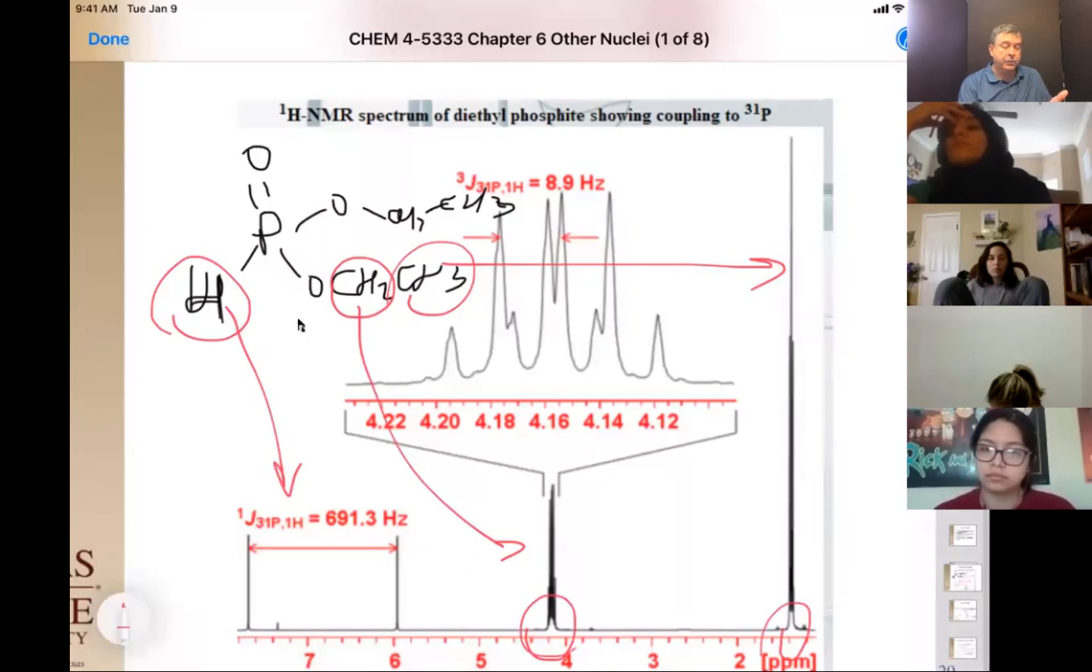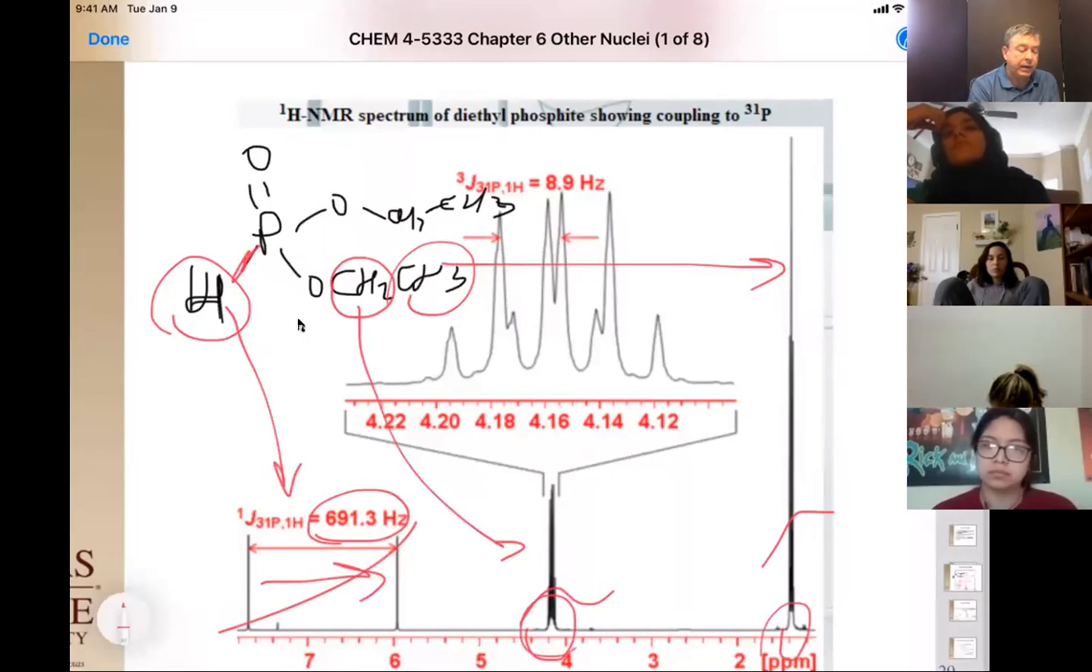And then we have these two peaks up here. Are those two different hydrogens? No. If we look at it, we have a single bond coupling constant split of 600 hertz, 691 hertz. So these two would actually integrate into one proton NMR, one proton. These would integrate to 4 and these would integrate to 6.